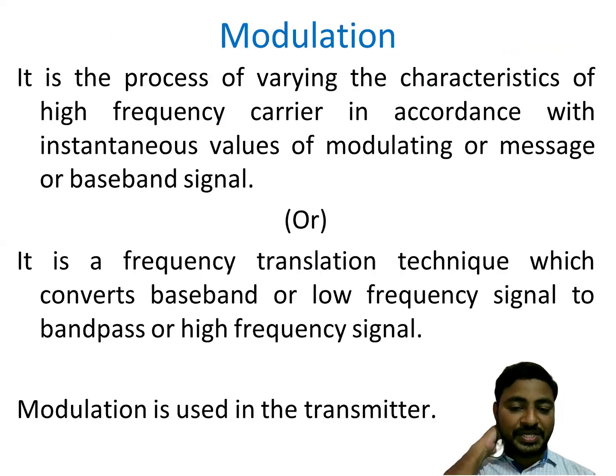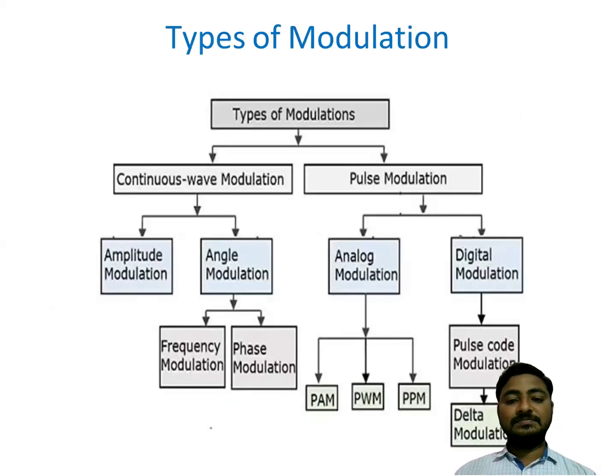Next one is modulation. Very important technique, modulation. It is a process of varying the characteristics of the carrier signal in accordance with the instantaneous voltages of the message signal or baseband signal. It is a frequency translation technique which converts the baseband or low frequency signal to a band pass or high frequency signal. Modulation technique can be used in the transmitter.